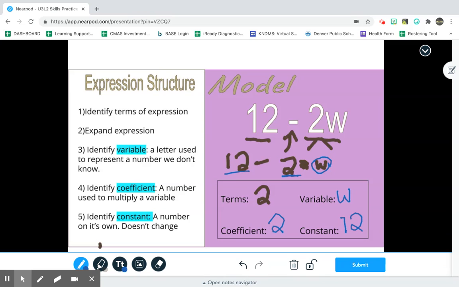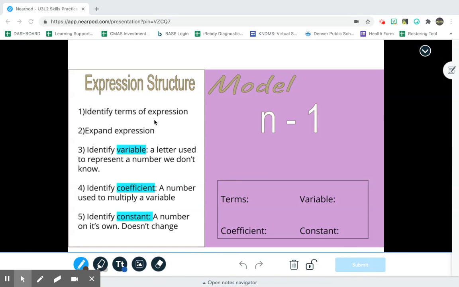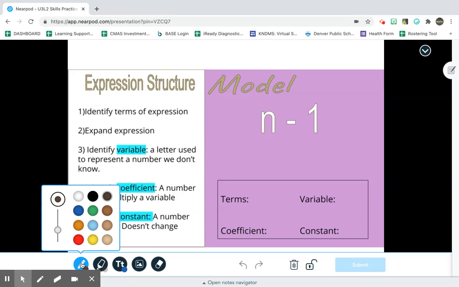Let's do another model, and then we're going to have some time for you to do this on your own. So here I have the expression n minus 1. First thing, I want to identify the terms. Once again, for me to identify the terms, I need to identify the operator, or the math that I'm doing. That math will help me identify the terms. So I know I'm subtracting.